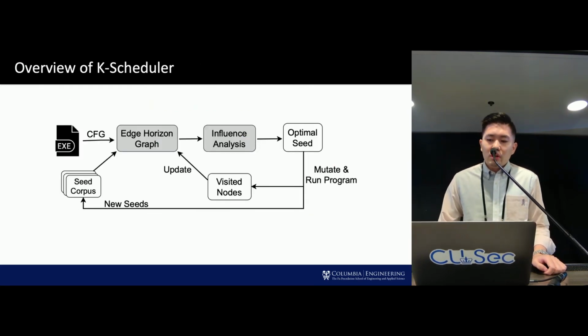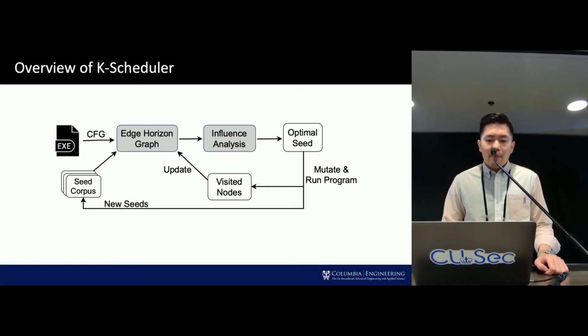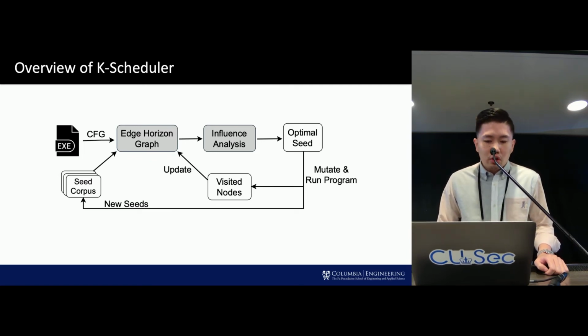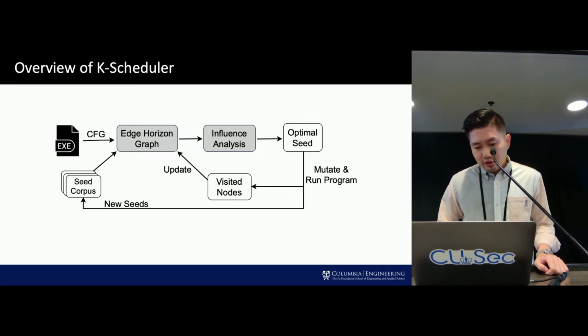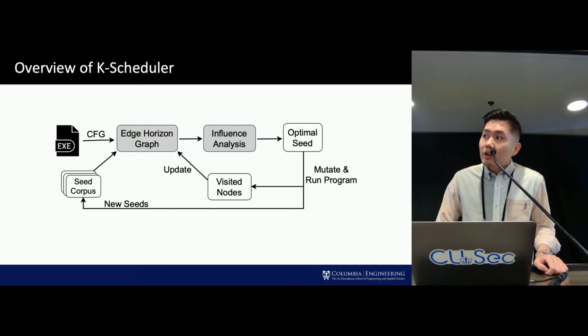Here is an overview of the case scheduler. First, the case scheduler takes in the CFG and the initial seed corpus to build an edge horizon graph. Then it performs graph centrality analysis to identify the optimal seed set. Further, we generate mutations to see if any interesting seed has been found. If there is, the new seed will be added to the seed corpus. We'll also add the newly discovered nodes to the visited node set. In the end, we update the edge horizon graph on the fly with the new seed corpus and visited node set.